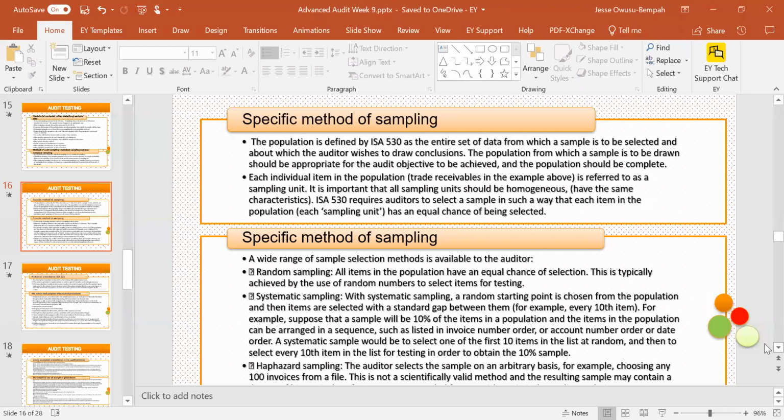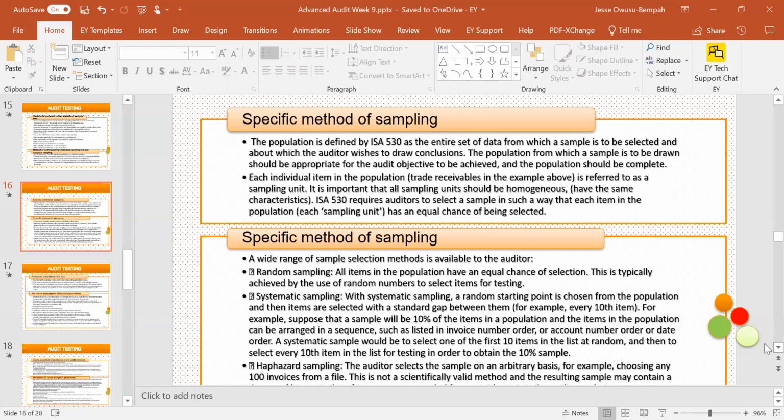And you have systematic sampling as well. Systematic sampling is basically where a random starting point is chosen from the population. So if you have a population of 100, you choose a random starting point. A random starting point could be number 10, right? Then from there, you choose every 10th item. That's also systematic. So you start with a random point, then items are selected with a standard gap between them.